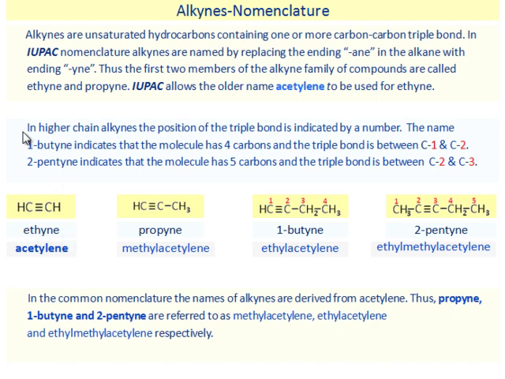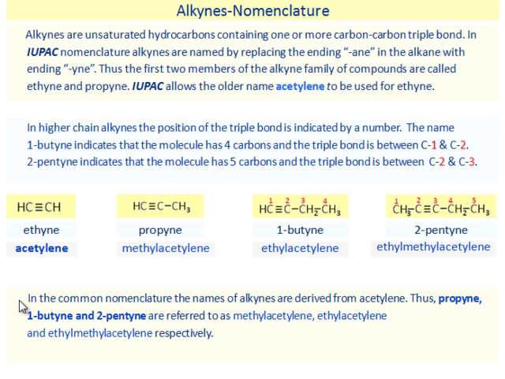In higher chain alkynes, the position of the triple bond is indicated by a number. The name 1-butyne indicates that the molecule has 4 carbons and the triple bond is between carbon 1 and 2. 2-pentyne indicates that the molecule has 5 carbons and the triple bond is between carbon 2 and carbon 3.